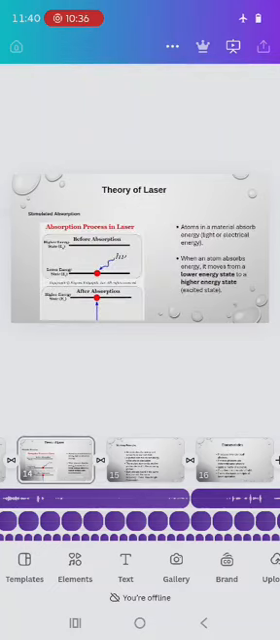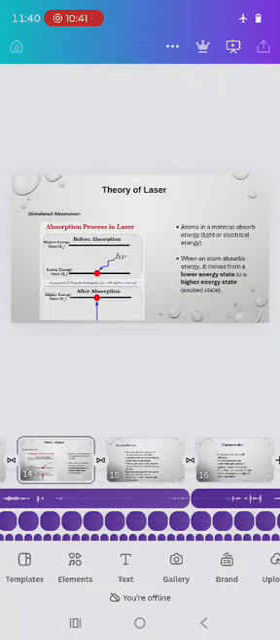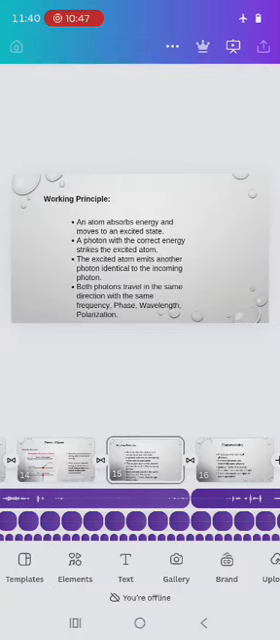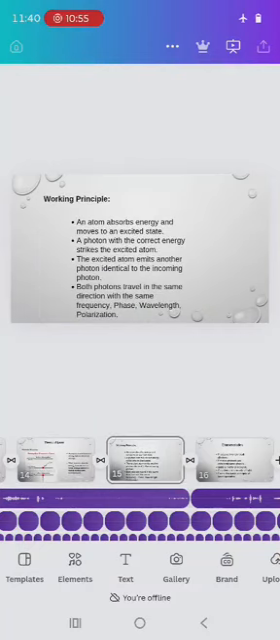What is the principle of stimulated absorption? When an atom absorbs the energy and moves from the lower energy state to the higher energy state, a photon with the correct energy strikes the excited atom. The excited atom emits another photon identical to the incoming photon. Both photons travel in the same direction, with the same phase, wavelength, frequency, and polarization.